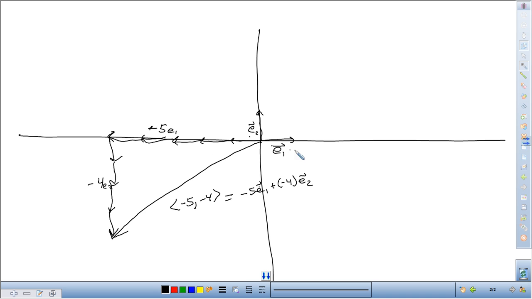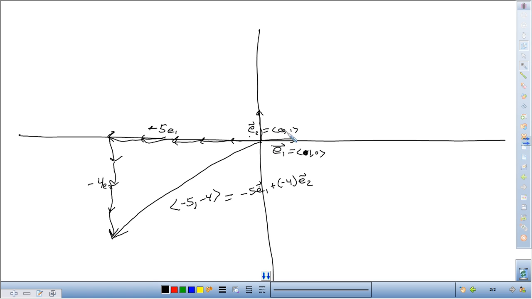Now E1 is the standard 1, 0, and E2 is your standard 0, 1. That's fairly easy to see, right? We have the first component's negative 5, so obviously we need negative 5 E1s, and the second component is negative 4, sorry, so you need negative 4 E2s.